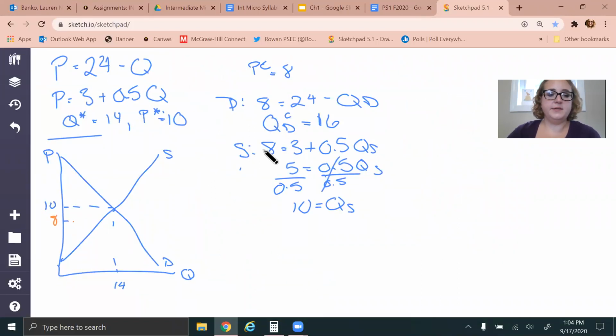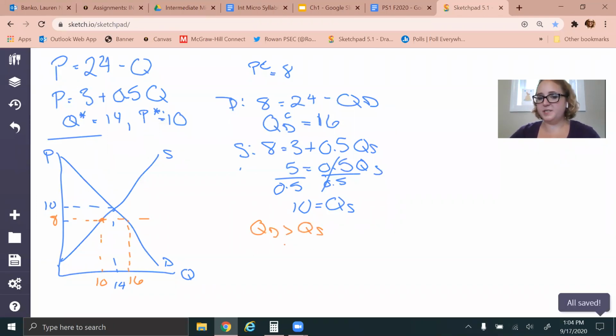So at $8, move over. We hit the supply curve graphically here at 10 units, but we hit the demand at 16. So again, more people want this item than the sellers want to sell. Whenever the quantity demanded is greater than the quantity supplied, that's always a shortage. And we can look at the difference. So 16 minus 10 says there's a 6-unit shortage here.